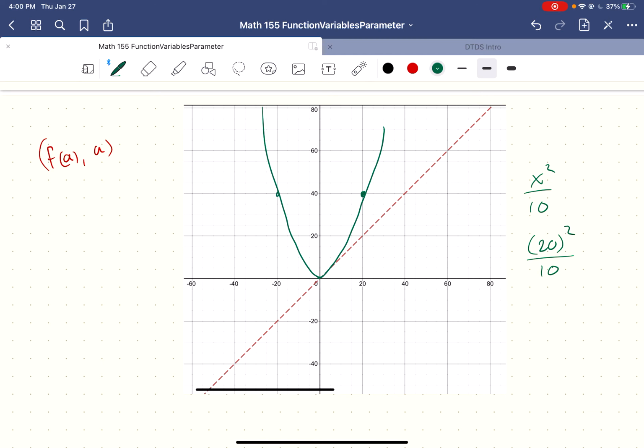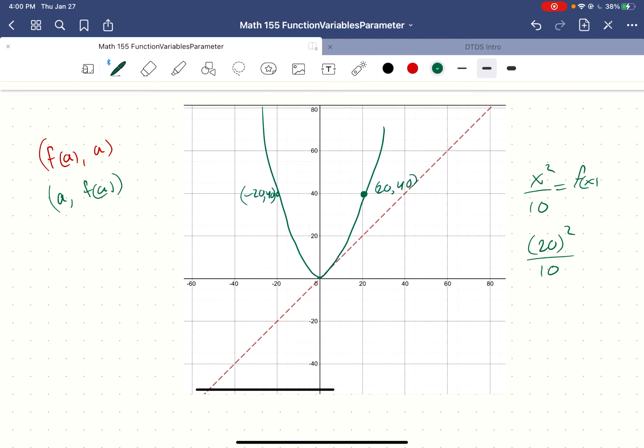So here's my function, and okay, I just plotted the point 20 comma 40. So 20 is my input, 40 is my output. Similarly, there's the point negative 20 comma 40. And the way I plot these is I pick a point and then I plug it into my function.